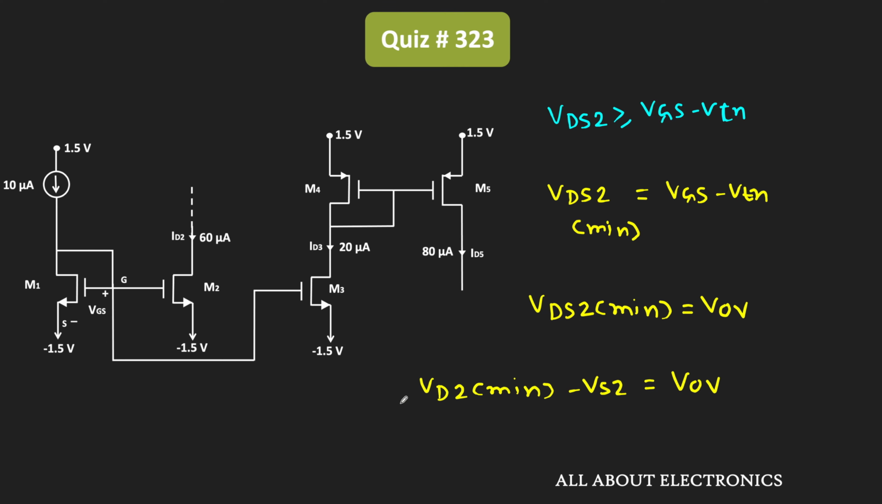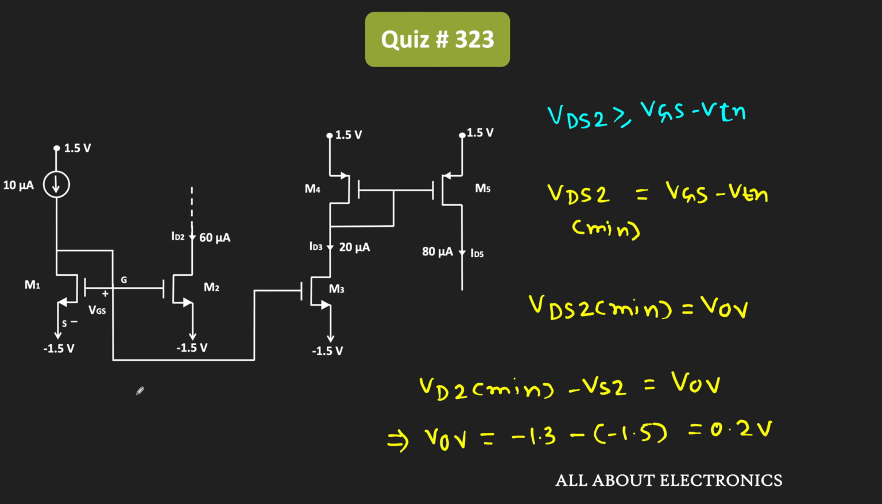And we have been given that the drain of the second MOSFET is allowed to go up to minus 1.3 volt. That means this VD2 minimum is equal to minus 1.3 volt. So we can write that this overdrive voltage, or VGS minus VTN, is equal to minus 1.3 volt minus minus 1.5, that is equal to 0.2 volt. That means the overdrive voltage for this MOSFET M2 is equal to 0.2 volt.